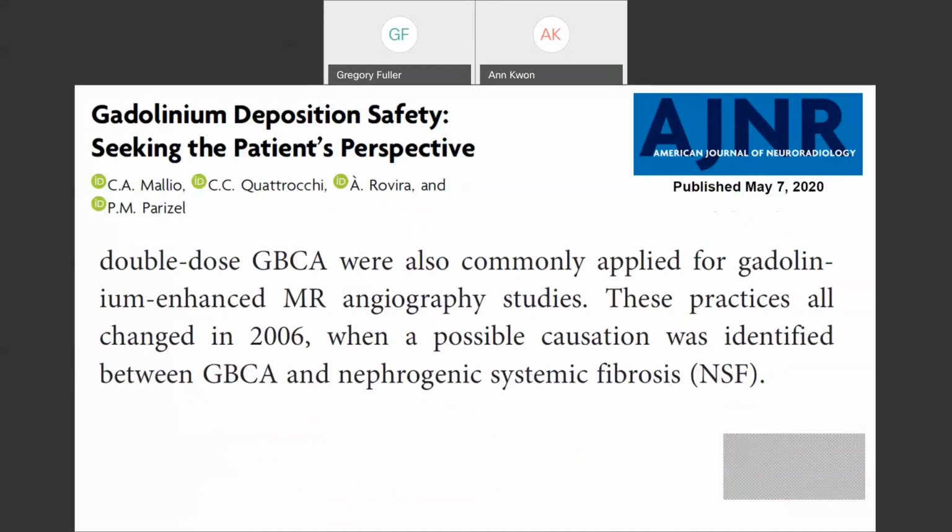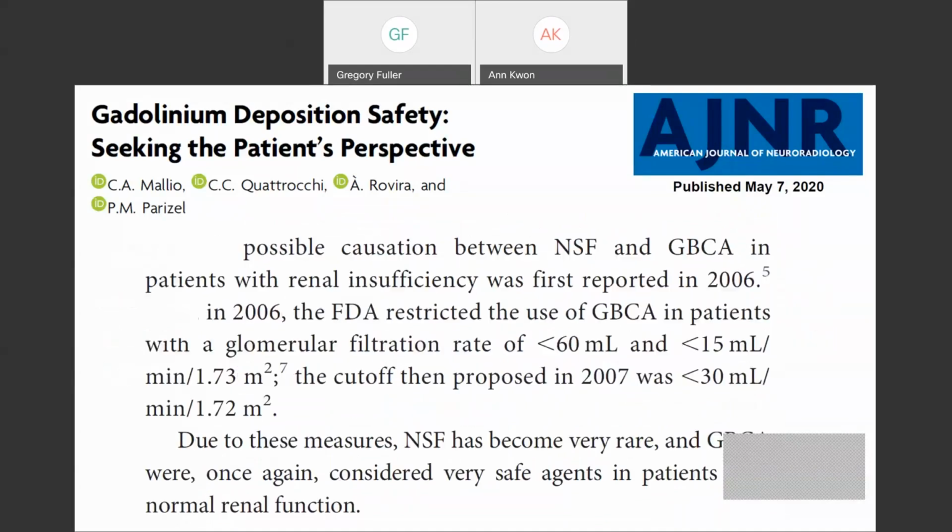All that changed in 2006 when a possible causation or association with nephrogenic systemic sclerosis came out. So in fact, in 2006, the FDA over here in the States restricted the use of gadolinium in patients that had severe kidney disease. That GFR, less than initially 60 mL/min/1.73 m², and then they backed off a little bit and let it go down to 30. Due to this, it's really helped, and for one blissful decade, we totally forgot about gadolinium and any possibilities.